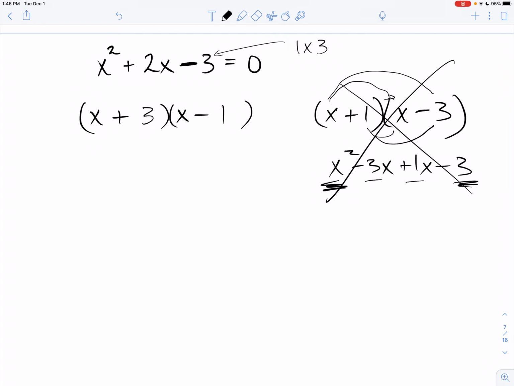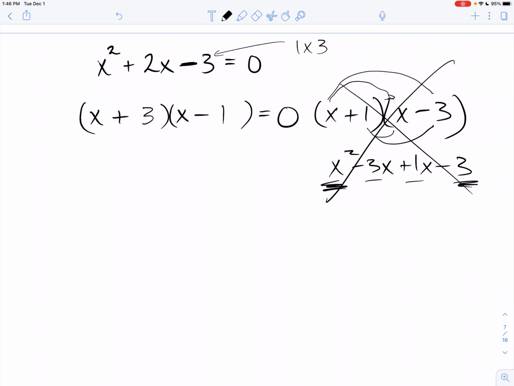Oh, so here's the thing. The beauty about factoring is every problem that does factor, and we know some of them don't, but every problem that does factor will only factor one unique way. It is true. It's not a lie.